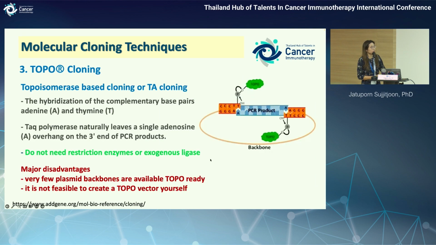The third is TOPO cloning, which uses a topoisomerase vector. It uses the property of the enzyme that leaves the plasmid with a thymine overhang, and the property of Taq DNA polymerase, which leaves an adenine overhang on the PCR product, and then performs the ligation reaction with the TOPO vector. So the benefit of this technique is that it does not use restriction enzymes and ligase.